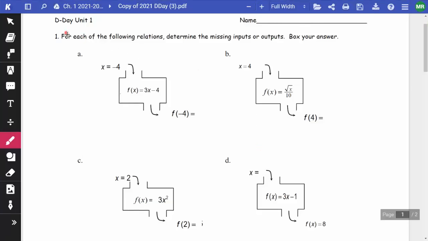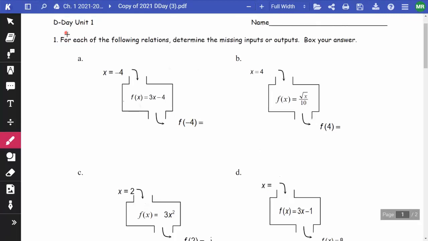So this is Integrated One D-Day Unit One. Just running through the prompts to make sure everyone understands them.